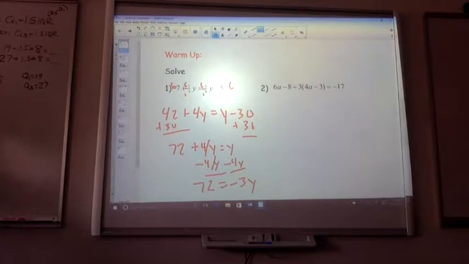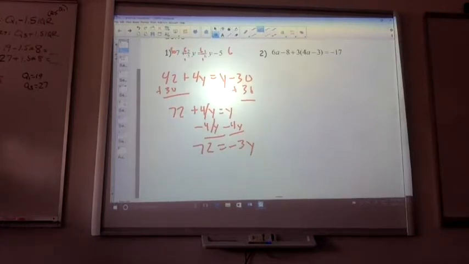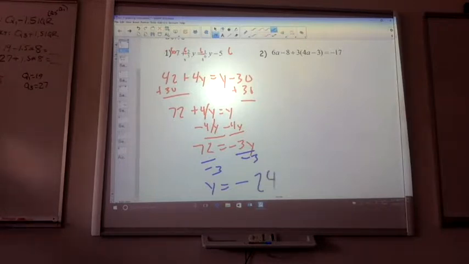It happens. What's my last step up here? Divide by -3y. Yep, divide each side by -3. So my answer is going to be negative. 3 goes into 7 twice, 1 left over. 3 goes into 12 4 times. So there's that answer.